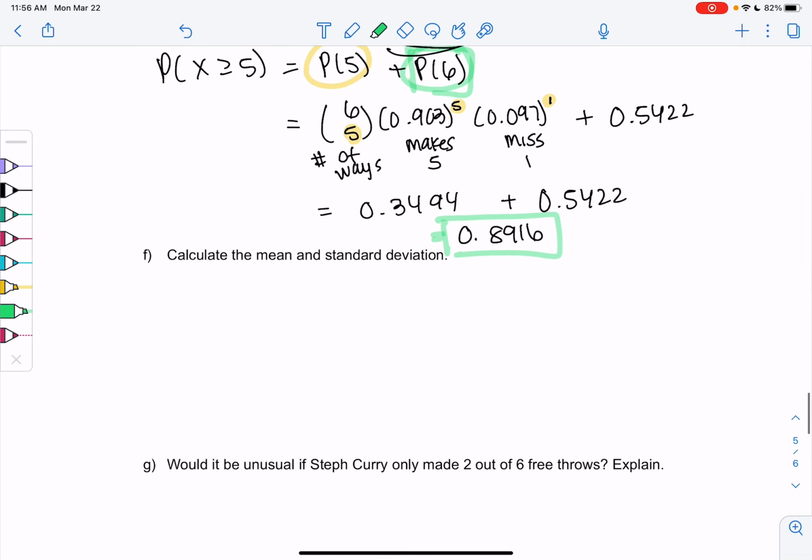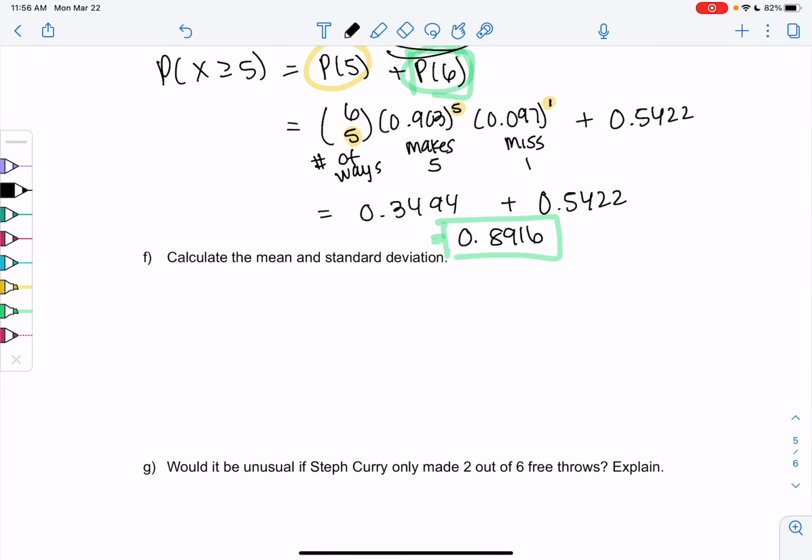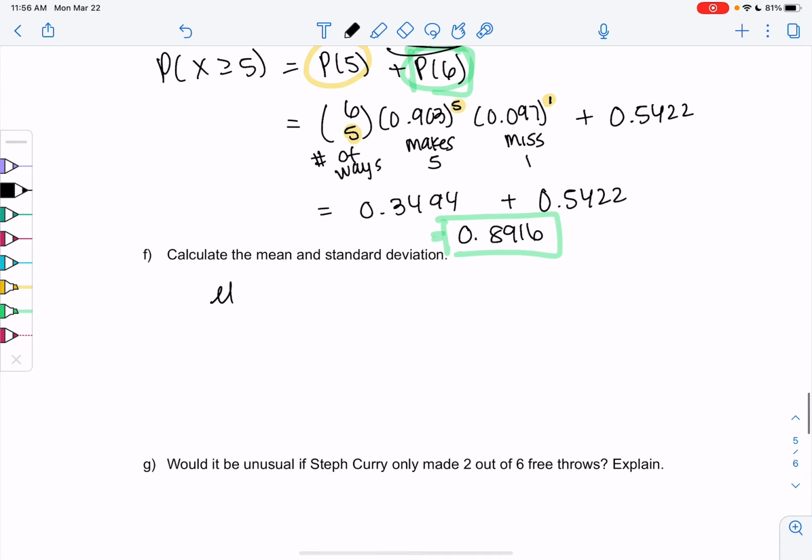All right, and then mean and standard deviation. Again, we're not using one-var stat because we don't have data. We have shortcut formulas. So n times p. So in this case, 6 times 0.903. And that gives me 5.418. So on average, he makes around 5.418 free throws. So most of the time, he's probably making 5 or 6 free throws.